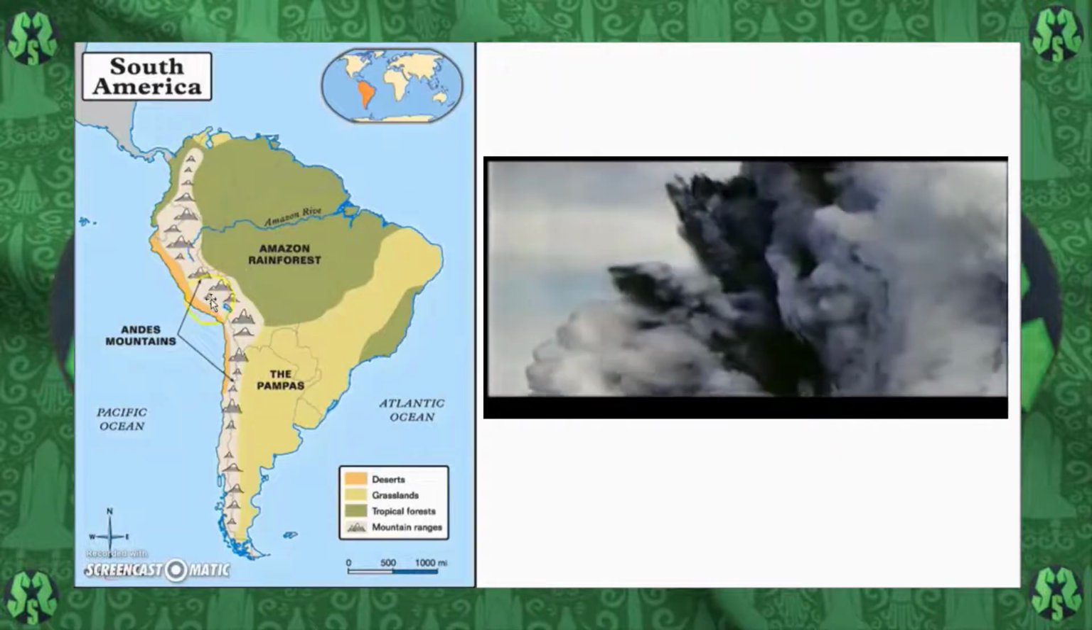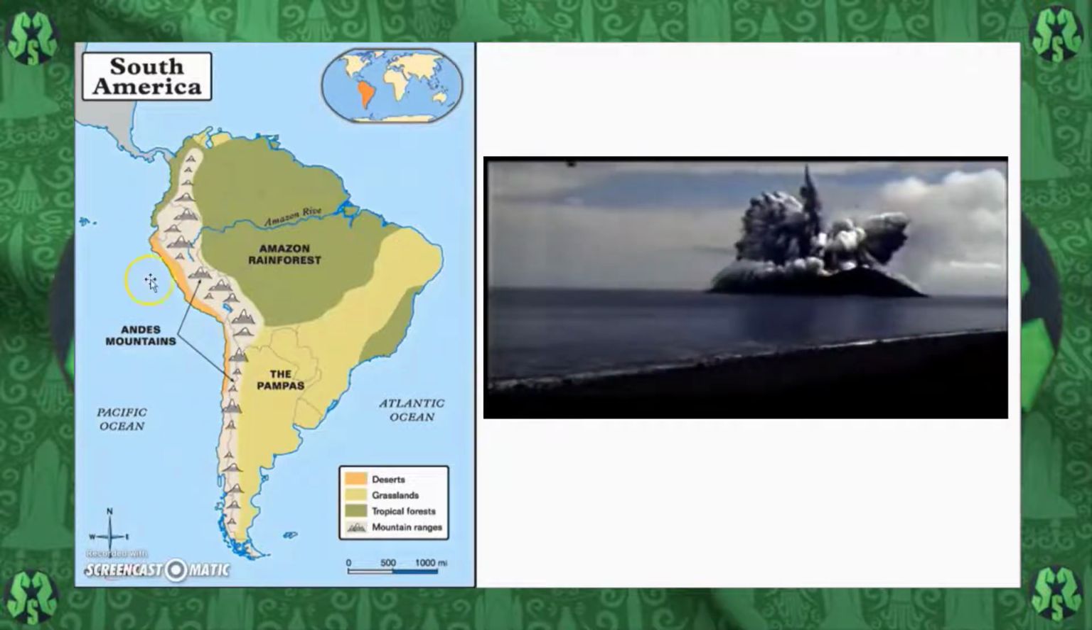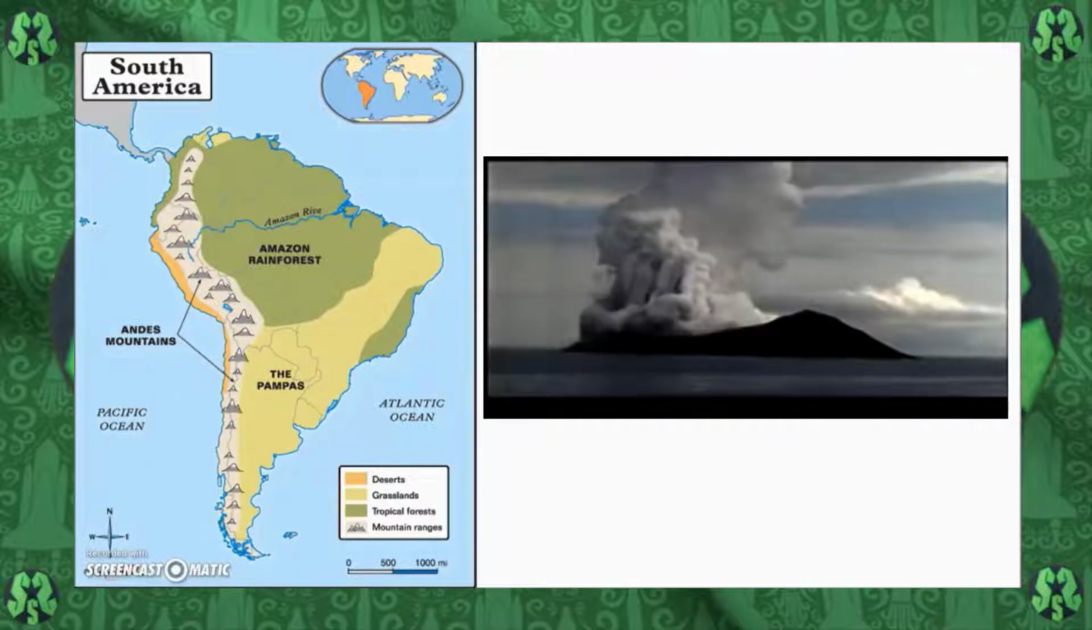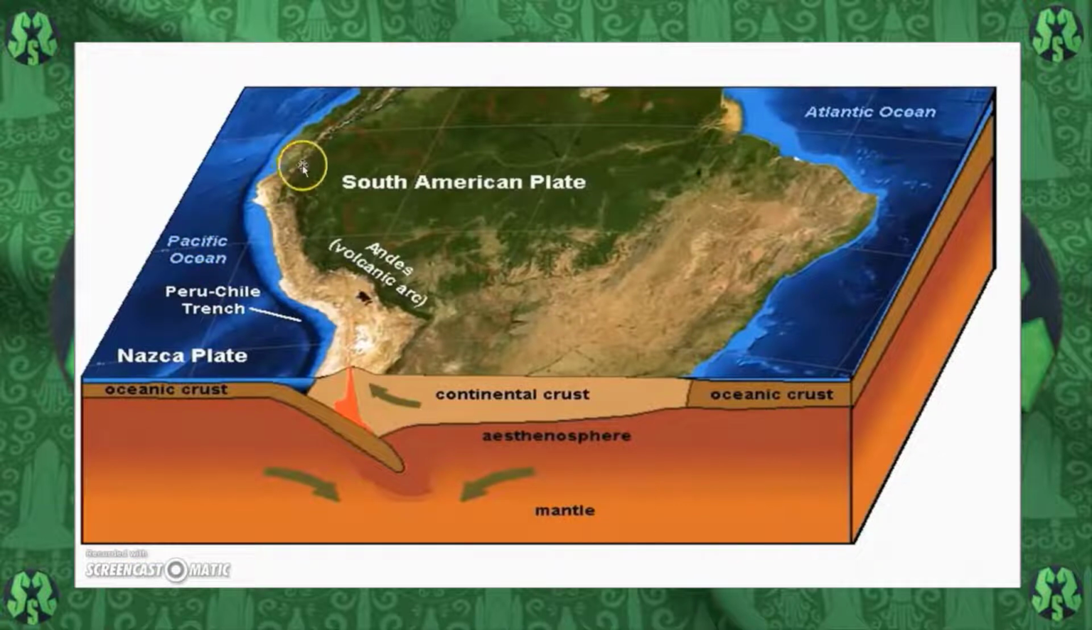Here you can see this mountain chain, the Andes mountain chain. This is all formed here. This is a subduction zone right here, and all these mountains get formed by that subduction zone. A trench will also form between these two plates at a subduction zone. This is called the Peru-Chile trench, and that's right off the coast of South America. That's where this oceanic plate gets subducted down underneath the continental crust. Here you can see an aerial shot of the Pacific Ocean with the Peru-Chile trench.